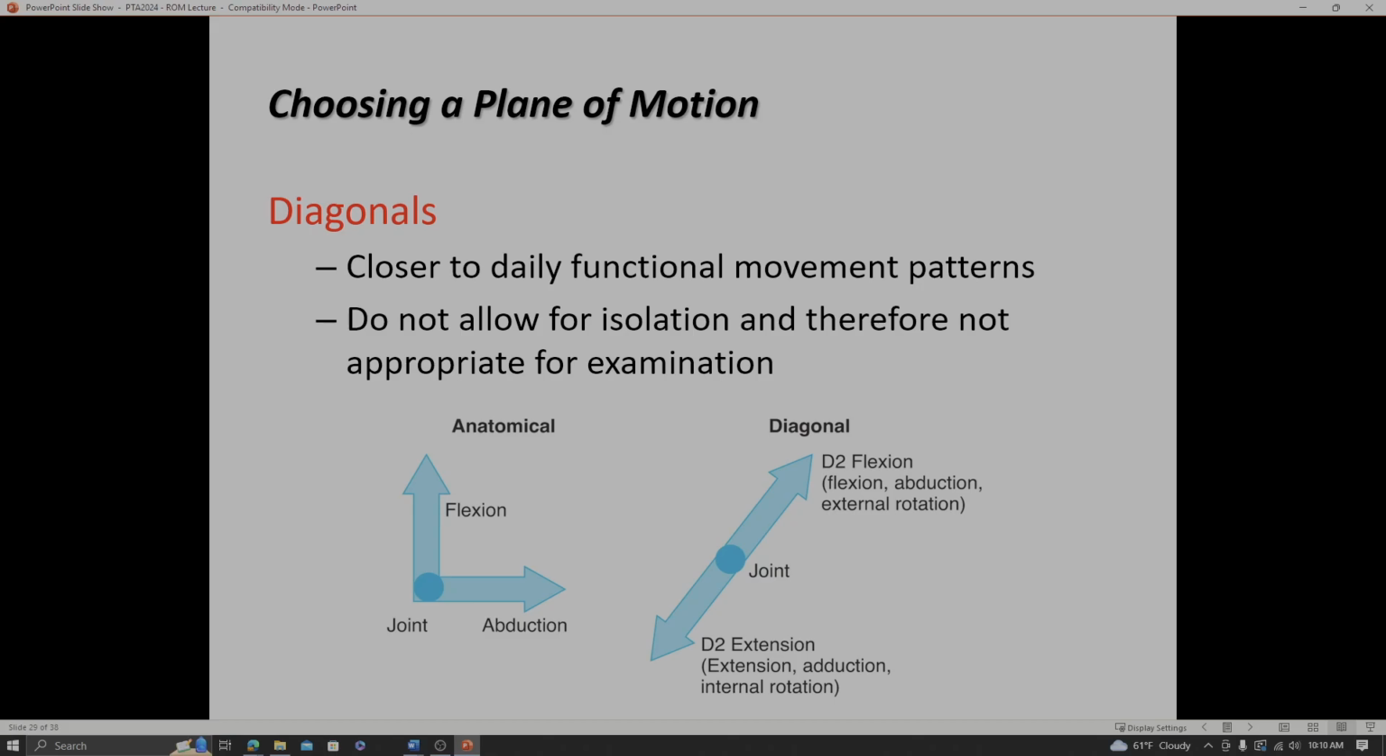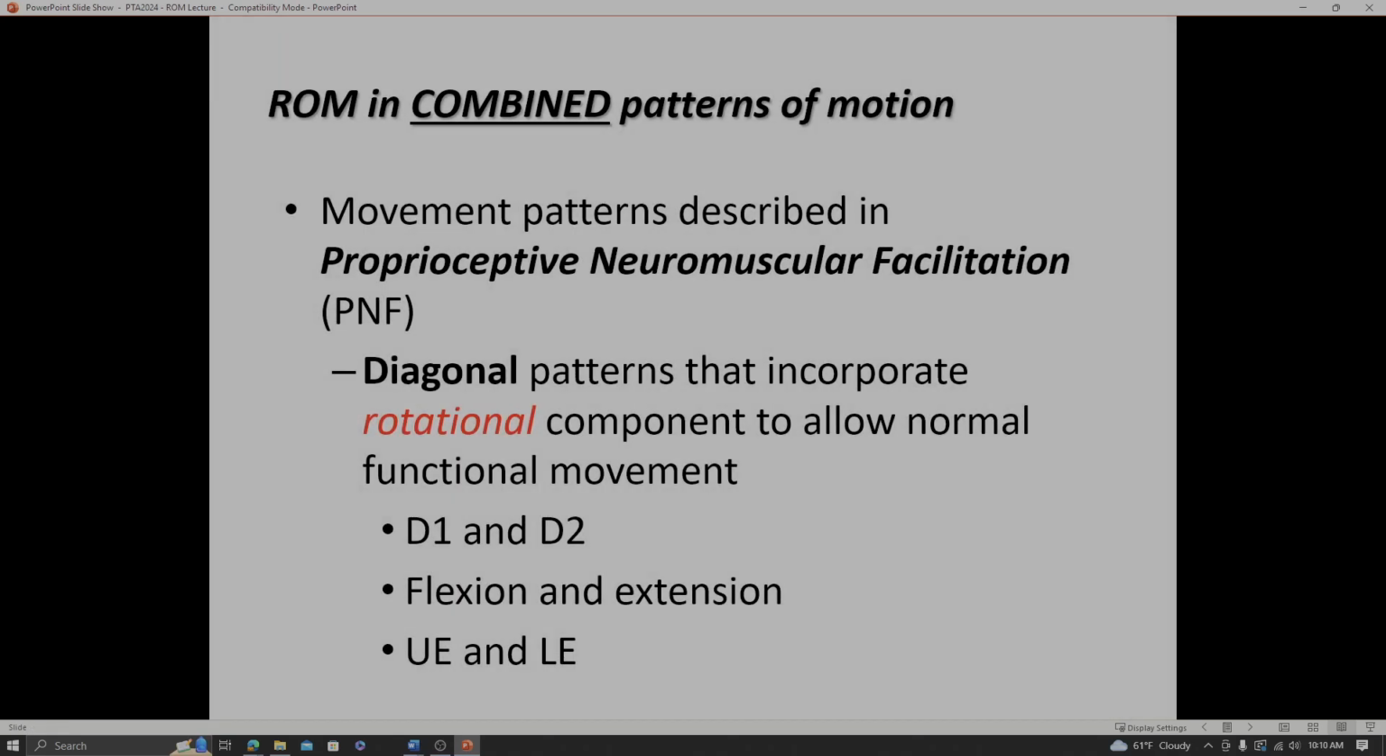It makes it really hard. I can't measure, okay, they had this many degrees of D2 extension and flexion. It's just not succinct enough, right? There's too many things going on. But the truth is that combined patterns of motion are much more functional.